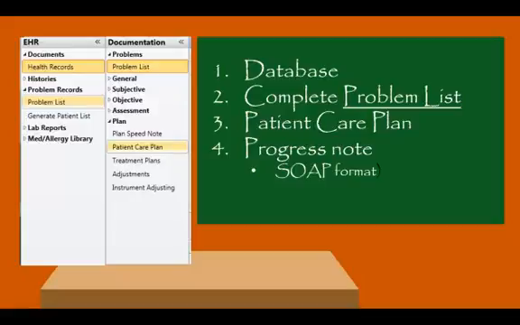Anyway, the problem-oriented health record has 4 parts to it. So the database, and we're going to talk about that more in the next slide, but it also has a complete problem list, and that's going to be the majority of what we're talking about the rest of today. Patient care plan, which you know that we have in our records currently, and progress notes in a SOAP format, which again, I think we're currently doing that as well.